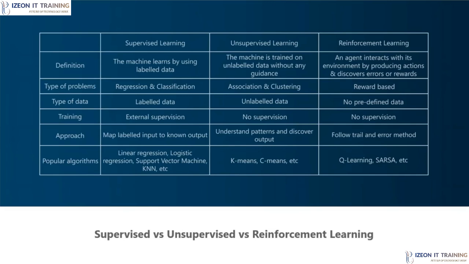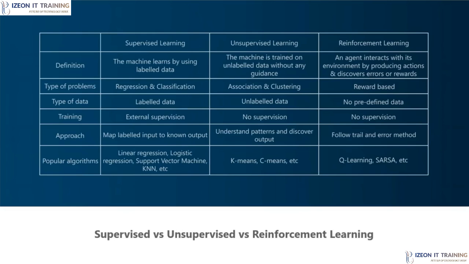Now, the type of data which is used in supervised learning is labeled data. In unsupervised learning, it is unlabeled. And in reinforcement learning, we have no predefined data set, right? The agent has to do everything from scratch. Now, the type of training involved in each of these learnings. In supervised learning, there is external supervision, as in there is the labeled data set which acts as a guide for the machine to learn. In unsupervised learning, there's no supervision. Again, in reinforcement learning, there's no supervision at all.